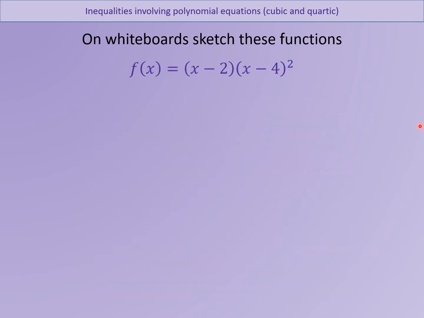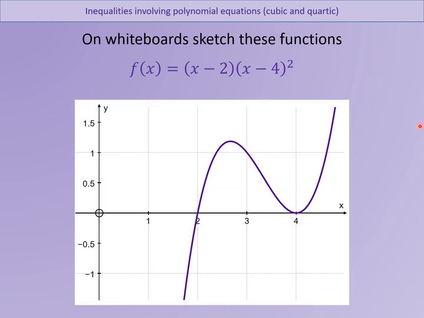Okay, so the second one, again, pause this while you sketch the graph of this function and then unpause to check the graph. So this time we've got another cubic equation. It's a positive x cubed again, so it starts at the bottom left, finishes at the top right. This time we've got 3 brackets, but one is repeated.